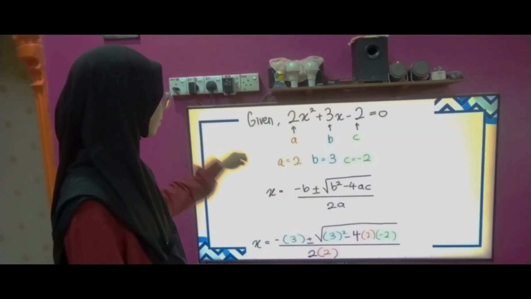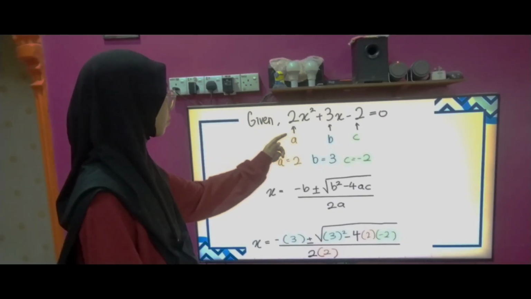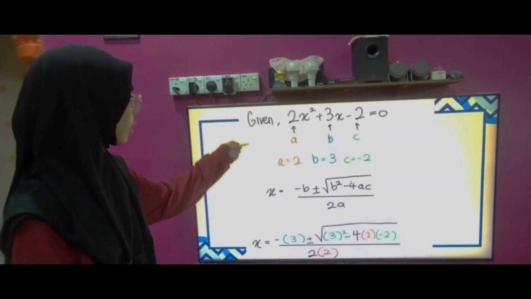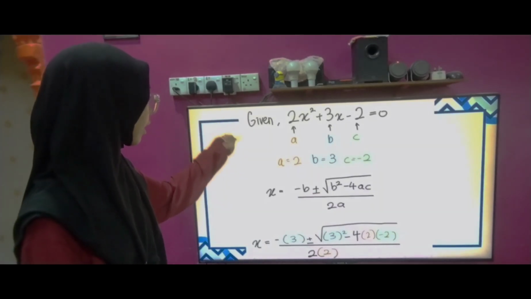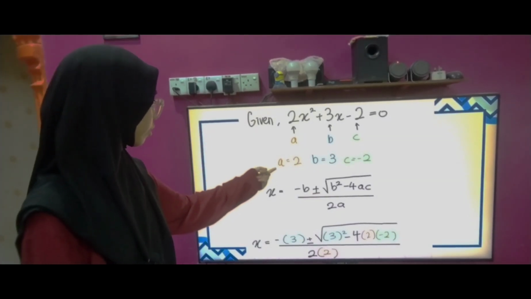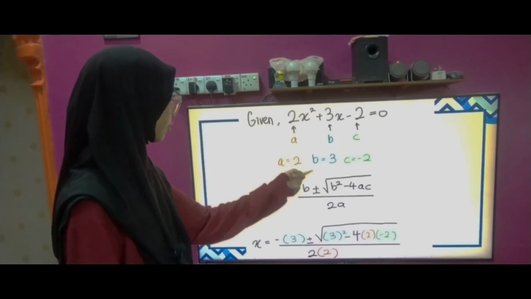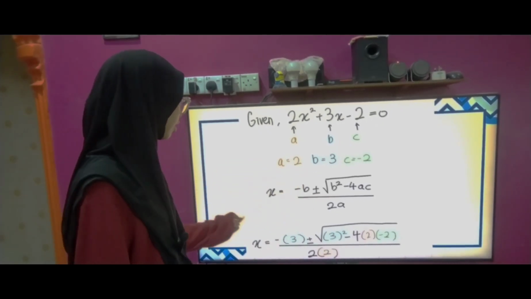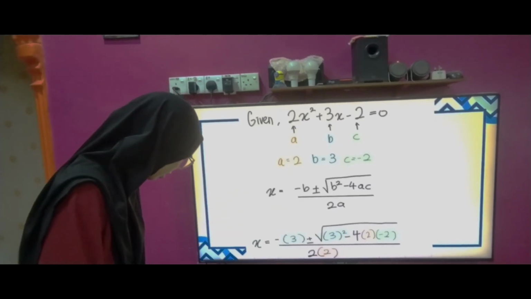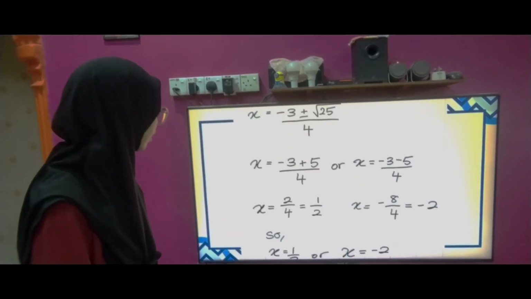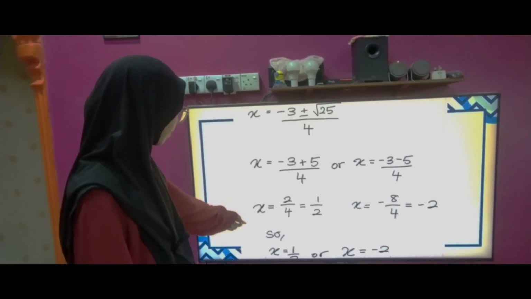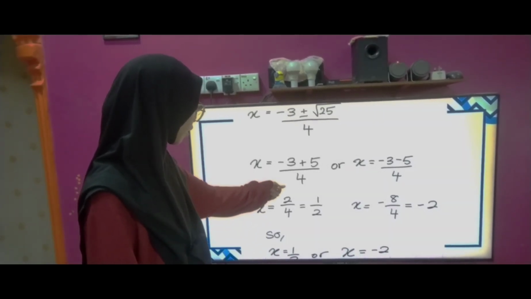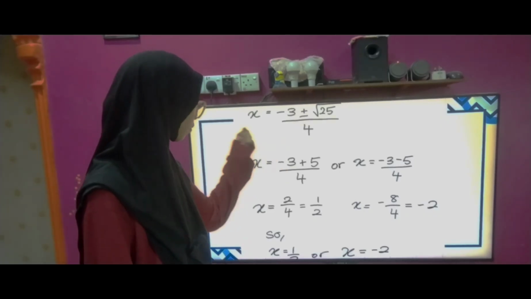So given is 2x squared plus 3x minus 2, which as you can see, the value for a is 2, b is equal to 3, and c is equal to -2. So you can just put the values of a, b, c in the quadratic formula, as you can see, and then you'll get the value of x, which is x equals 1/2 and x equals -2.